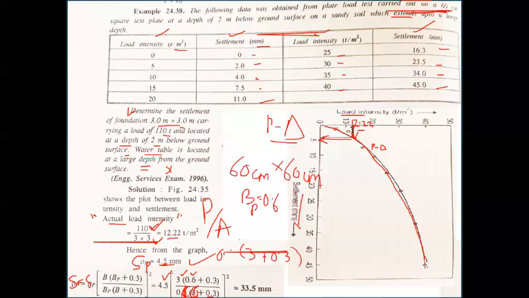If you substitute all these, I hope you will get the final answer, which is 33.5 mm, the settlement of the footing, the SF value. SF value is equal to 33.5 mm. This is the final answer.